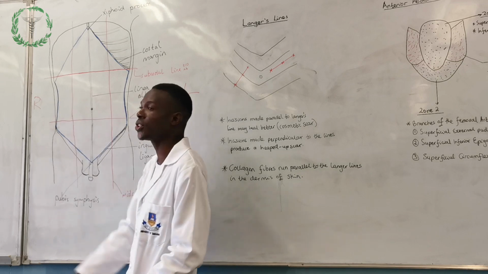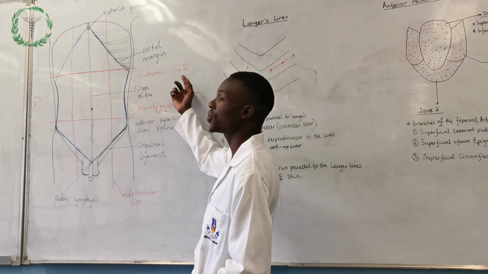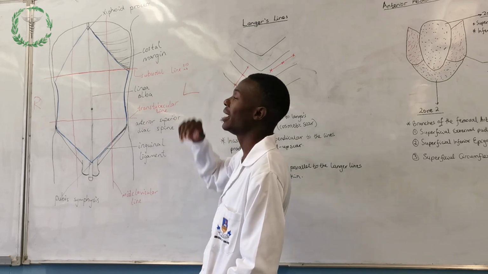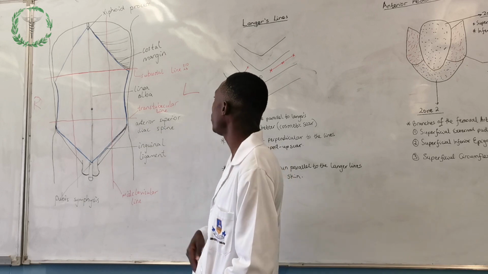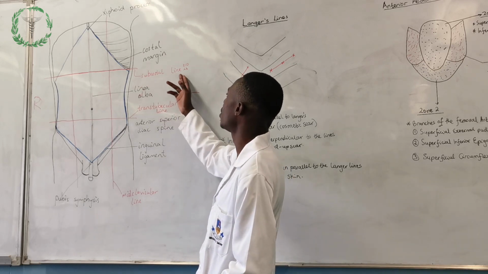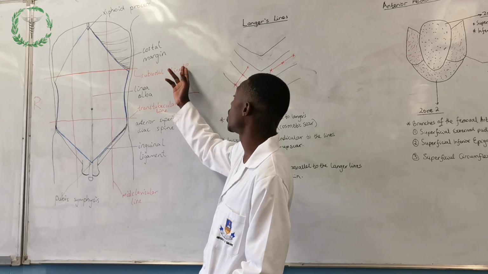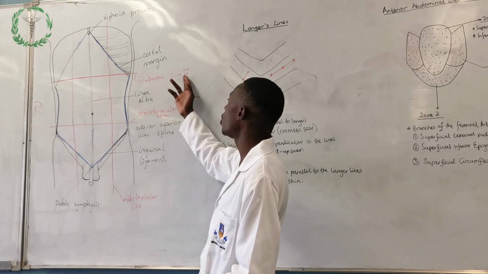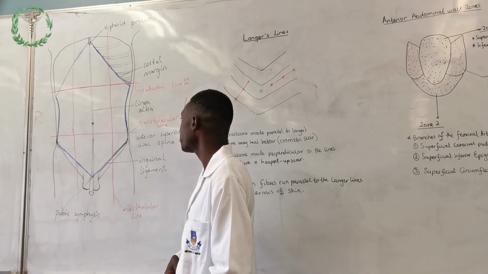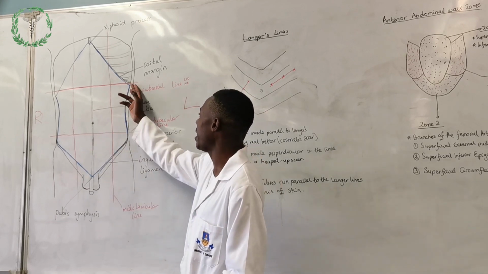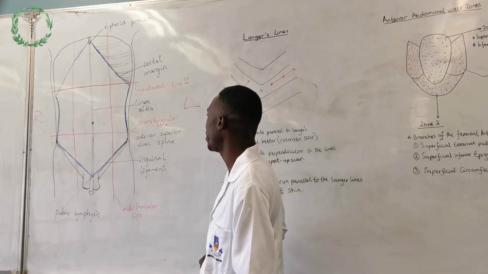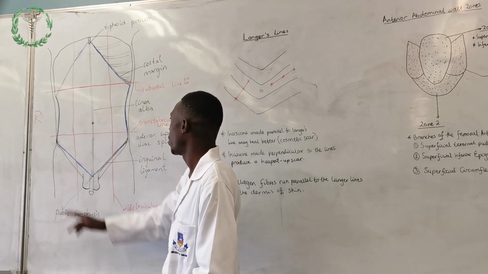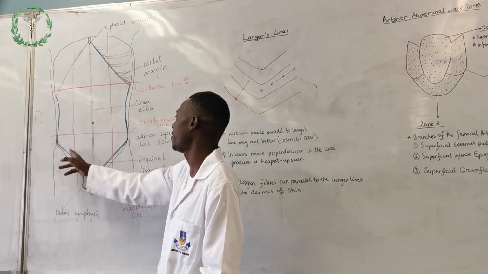Then we have 2 horizontal lines. We have the subcostal line here. The subcostal line is the line just inferior to the lower border of the 10th rib anteriorly, and posteriorly it is bound by lumbar vertebra 3. Then the other horizontal line is the transtubercular line. These make 9 important regions: 1, 2, 3, 4, 5, 6, 7, 8, and 9.